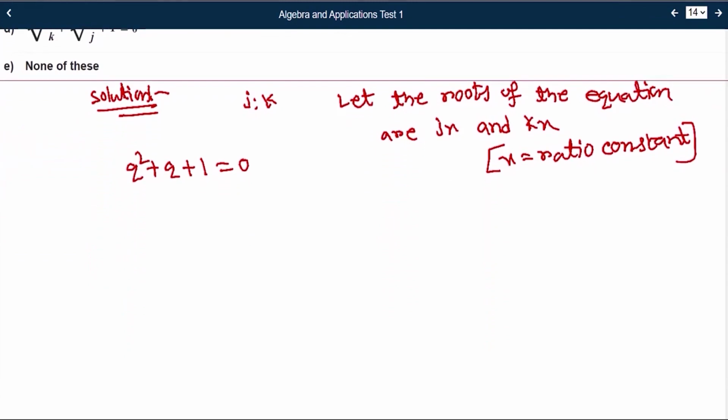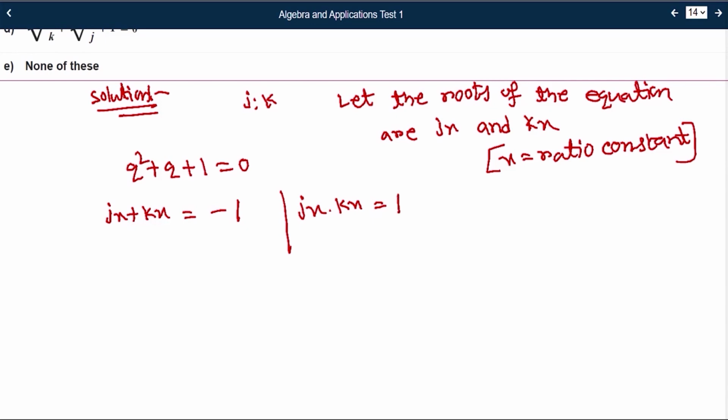Okay, so we already know the relationship between the roots of the equation and the coefficients of the equation. The sum of the roots, j plus k, equals minus b by a. What is b here? The coefficient of x is 1, so minus 1. And what is a here? The coefficient of x square, that is again 1, so minus 1. And the product of the roots equals c by a, where c is the constant and a is the coefficient of x square.